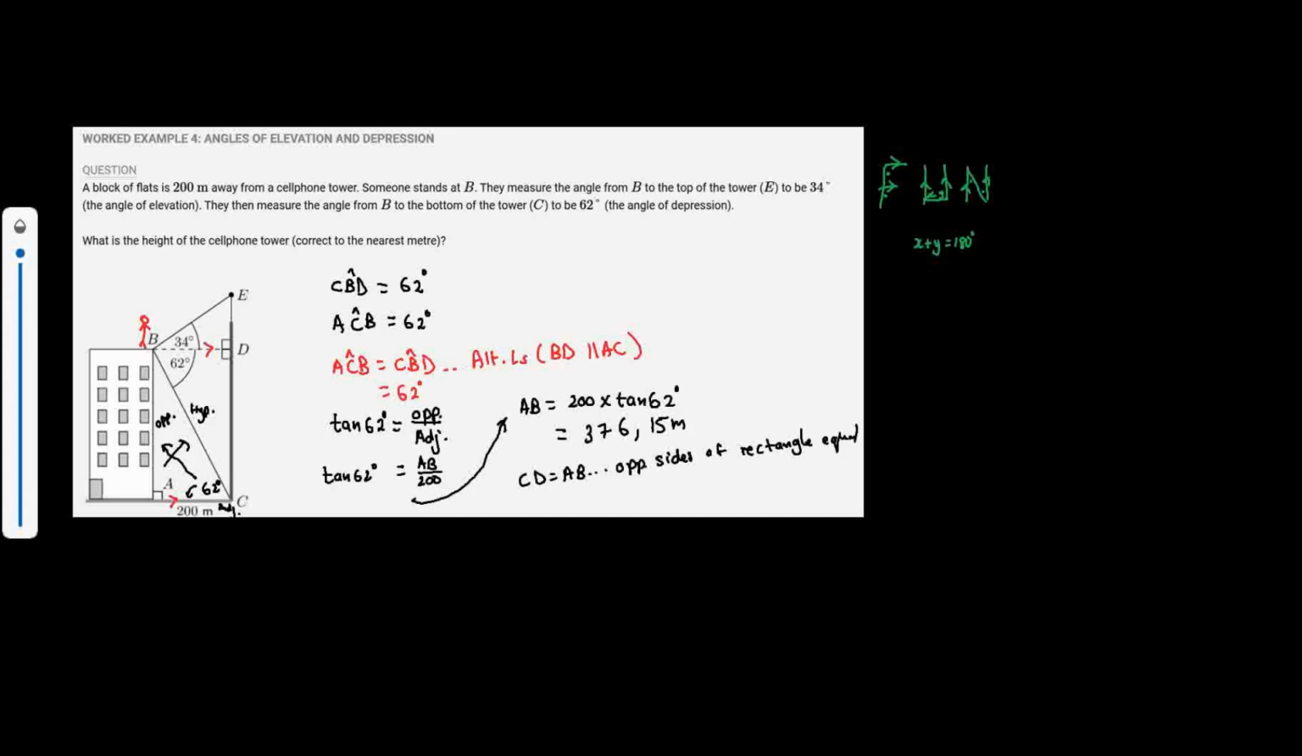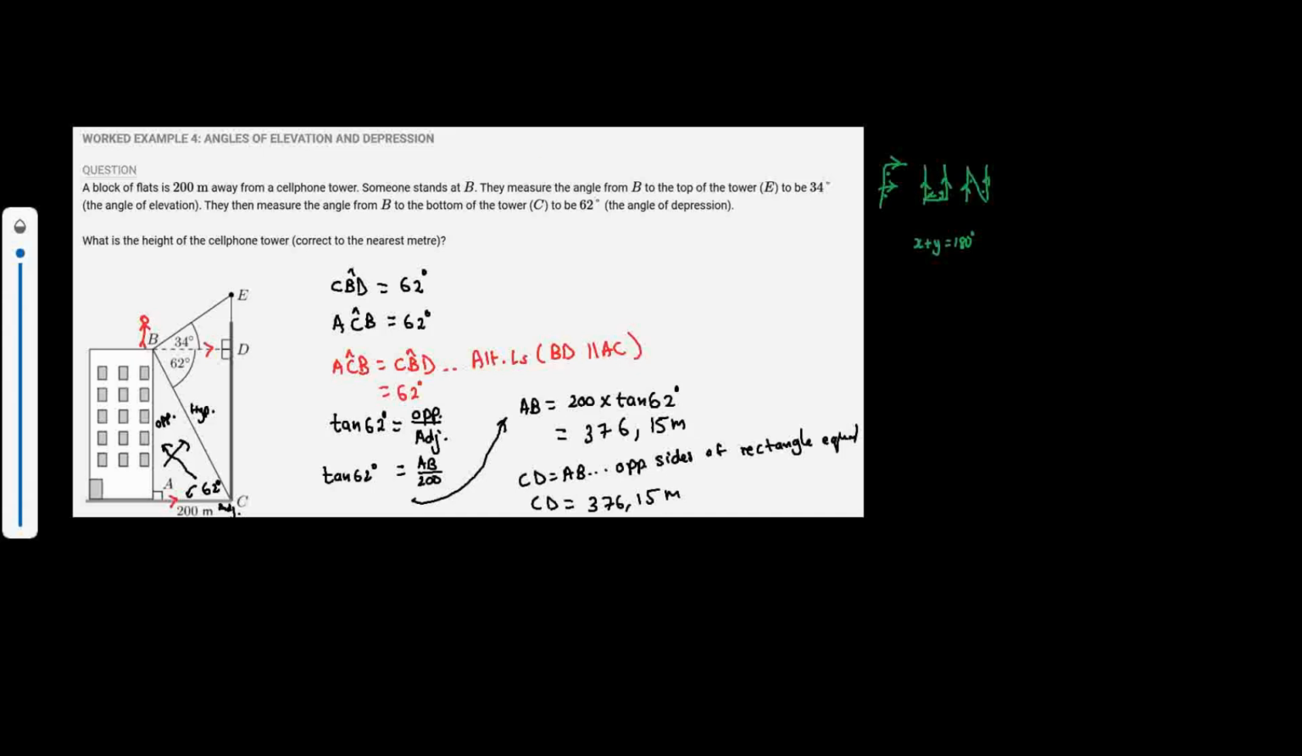right? This is a rectangle, by the way. We can see that one pair of opposite sides are parallel and the interior angle is 90 degrees. So we have the minimum condition to prove that this is a rectangle. So CD is equal to 376.15 meters, right?